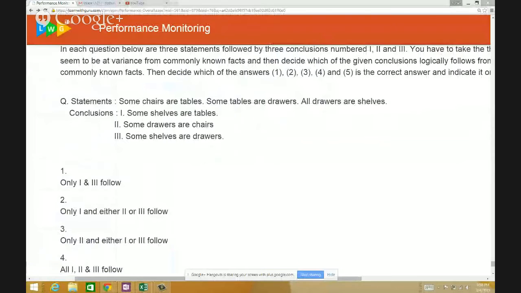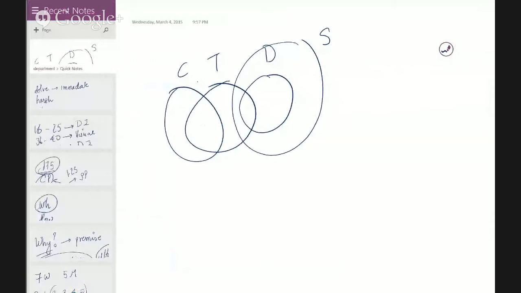All right, now let's see. Some shells are tables. Wherever the drawer was, the shell would have to go through tables because drawer and table have an intersection. So one follows definitely. Some drawers are chairs, so it doesn't follow because we can actually draw it this way, but I can also draw it this way and say it follows. Again, the intention is if it is false, it should be false in one case and that's enough.